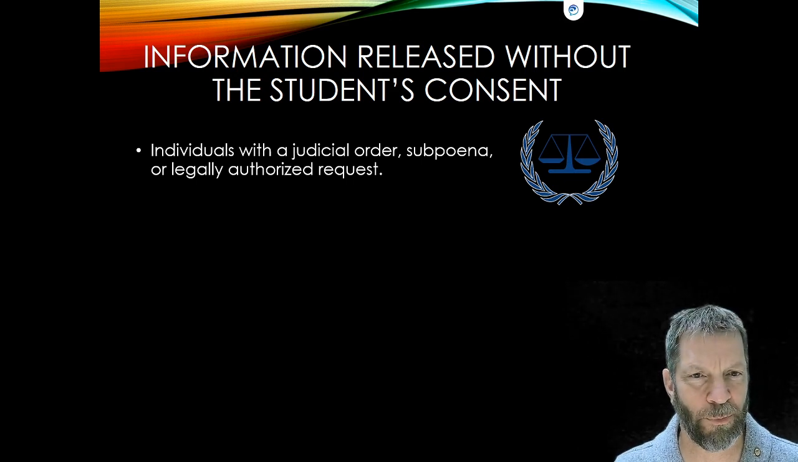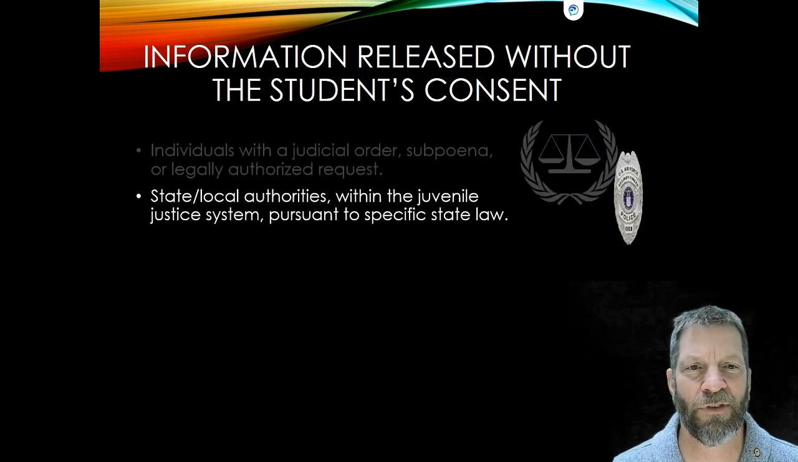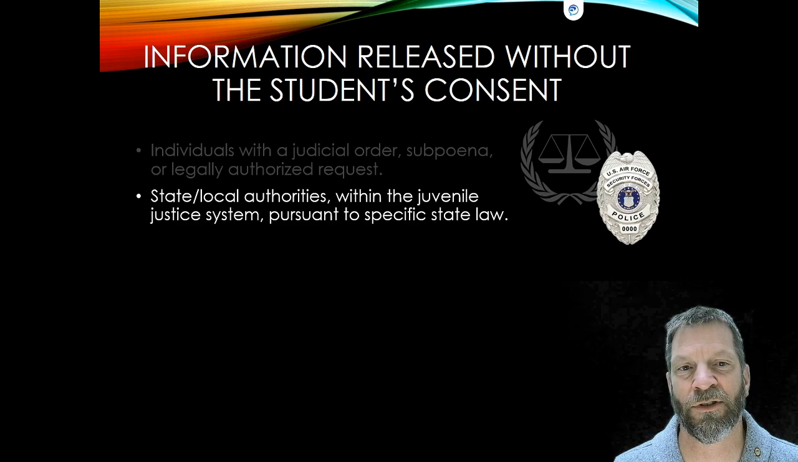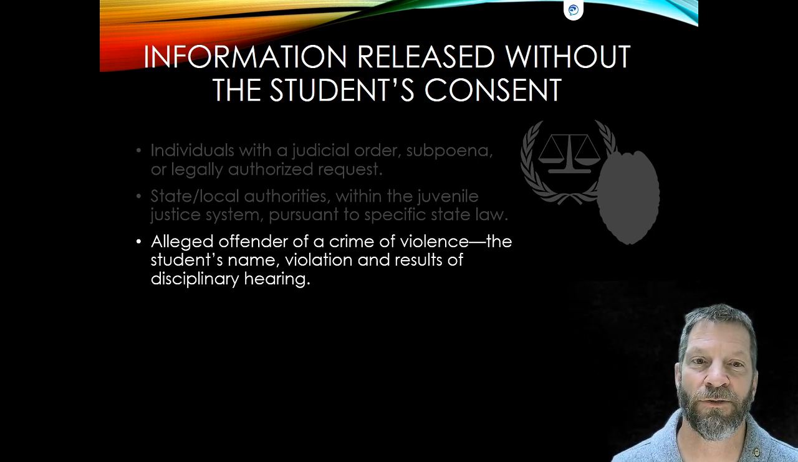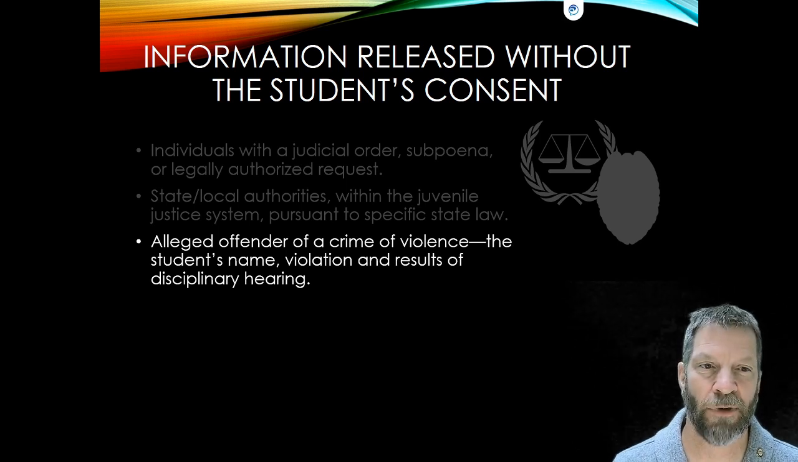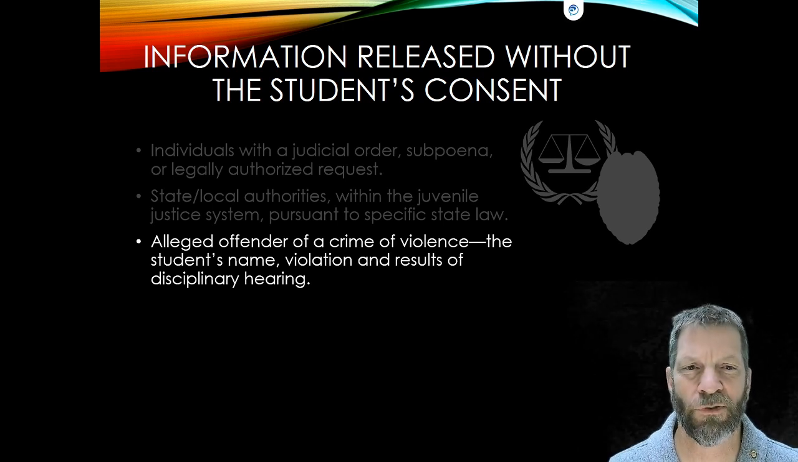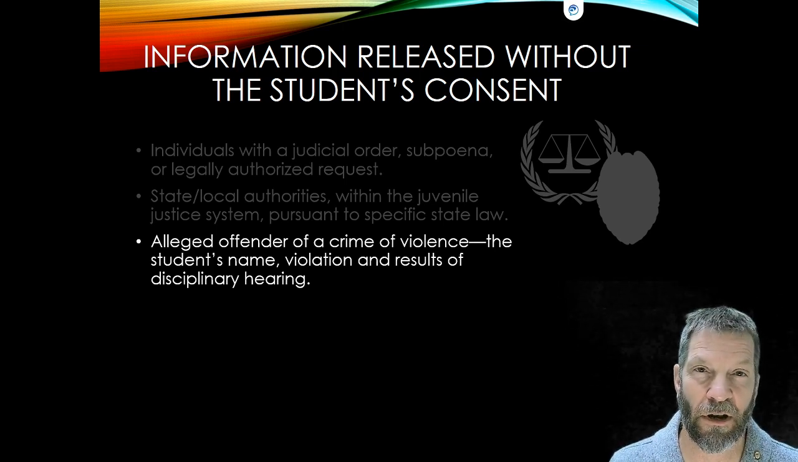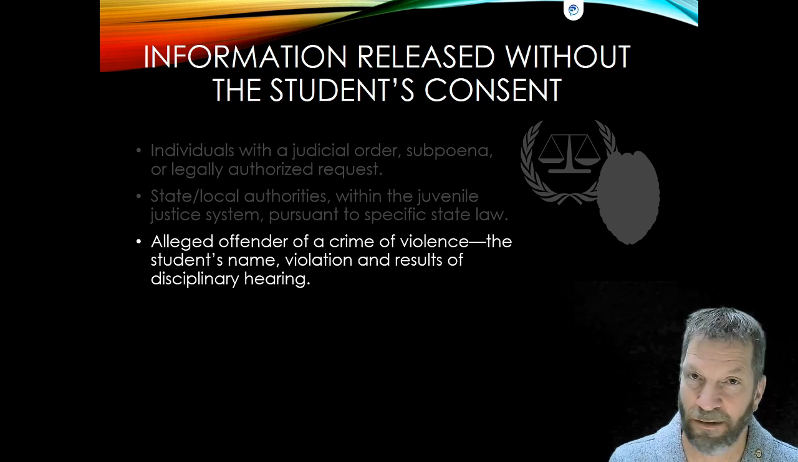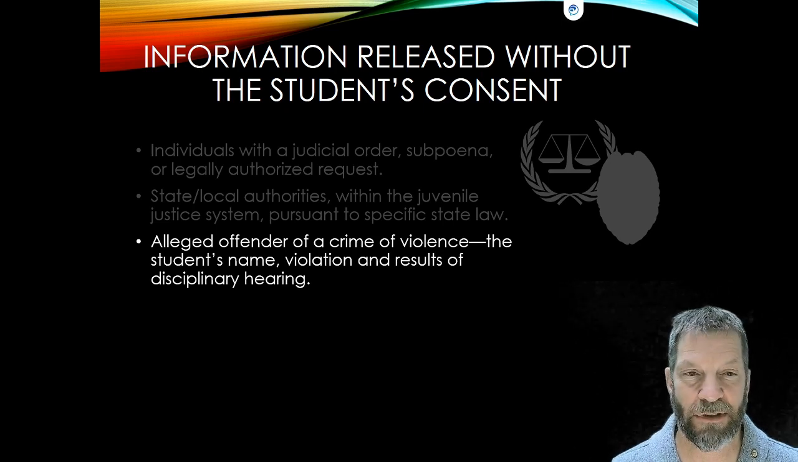Individuals with a judicial order, subpoena, or legally authorized request can have access to student records. State and local authorities within the juvenile justice system may also have access pursuant to specific state laws. For alleged offenders of a crime of violence, certain parts of their records relating to the violent crime that was committed may be released, such as the student's name, the violation, and the results of the disciplinary hearing. Specific information regarding that crime cannot be released to the general public, but general information, as those stated, can be released.